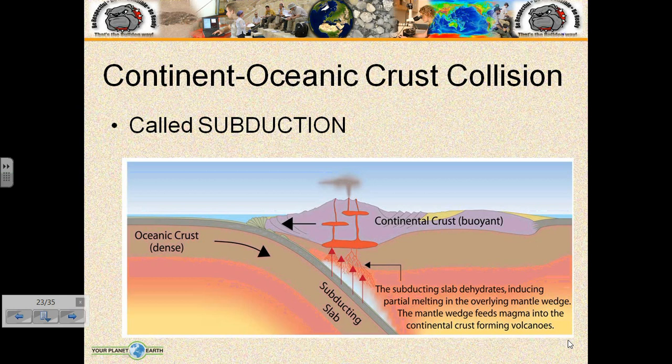Now, another example is continent to oceanic crust collision. This process is called subduction. In this case, you have oceanic crust which interacts with the continental crust, and the oceanic crust ends up subducting or going underneath the continental crust. As this occurs, you have the heating process, because in that crust area you have various types of rock that heat, and in the image provided you can see a classic case of how a volcano can be formed through this process.